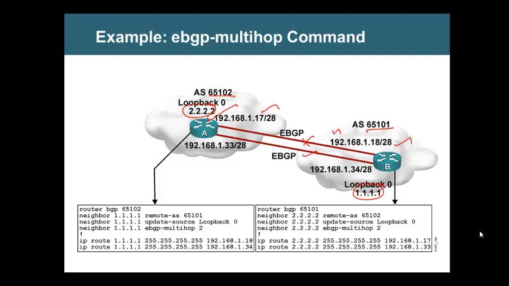Earlier we saw a lab forming IBGP between two routers using the loopback interface. Today we are going to do this: two routers in two different autonomous systems. We will configure the neighbor. We are okay with that. We don't have any confusion in this command. We understood why this command, because we are sourcing with loopback.